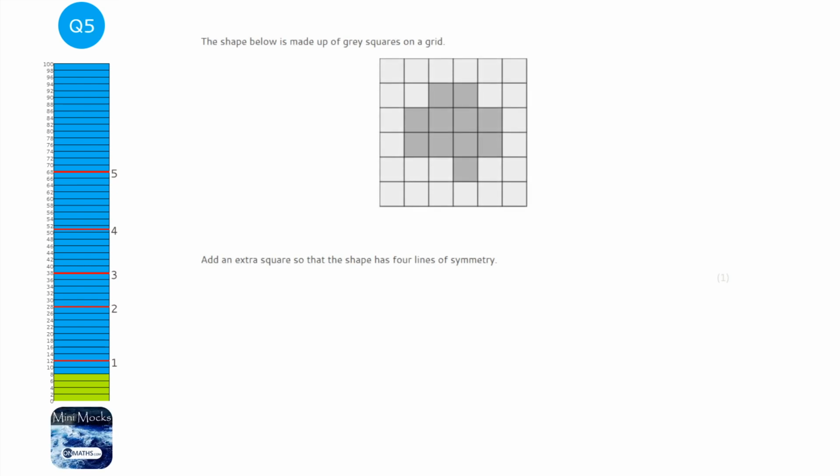So for this question, you just kind of got to imagine what the shape will look like when it's finished. And the thing that's stopping it from looking perfect is not having this square here. And let's just check it has 4 lines of symmetry when I put that in. So we've got 1 there. We've got 1 across here, then we have a diagonal one here, and then we've got another diagonal one here. So it has 4 lines of symmetry.